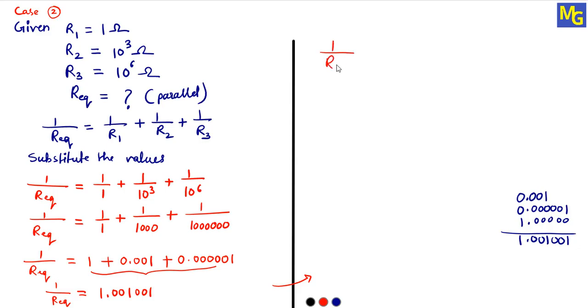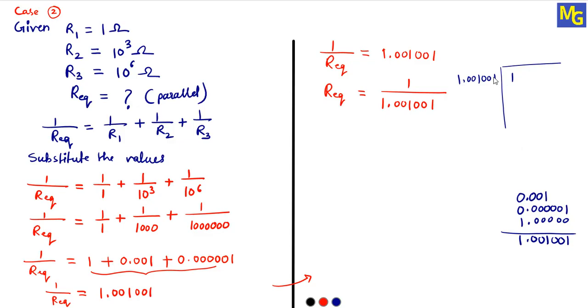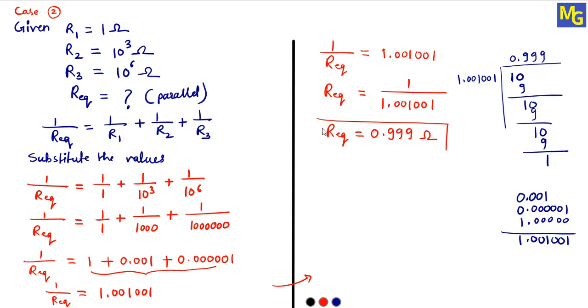I'll write it once again: the value of 1 divided by R equivalent is 1.001001. But we want only R equivalent, so now we will take the reciprocal: 1 divided by 1.001001. Now we are going to divide 1 by this whole number. We cannot divide directly, so we take a 0 and a decimal. 9 times gives 9, and then we get 1 again, so we take one more 0, again 9, and this division continues. So our answer is R equivalent is equal to 0.9994. This is the answer in case 2.